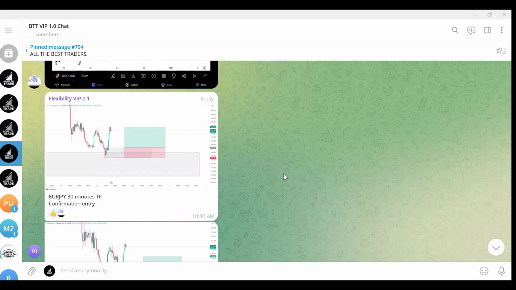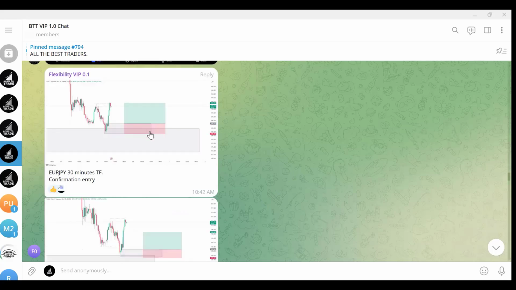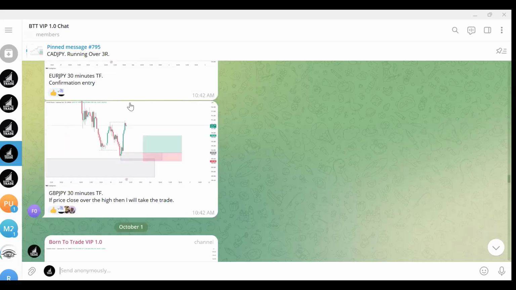Now, if you look at this particular chart, this one is Euro JPY, 30 minutes time frame, confirmation entry. The EJ pair was actually very similar to the GBP JPY pair. It's almost the same setup, but I wasn't paying attention to the EJ pair. Now this is the GBP JPY pair, and this is the 30 minutes time frame.